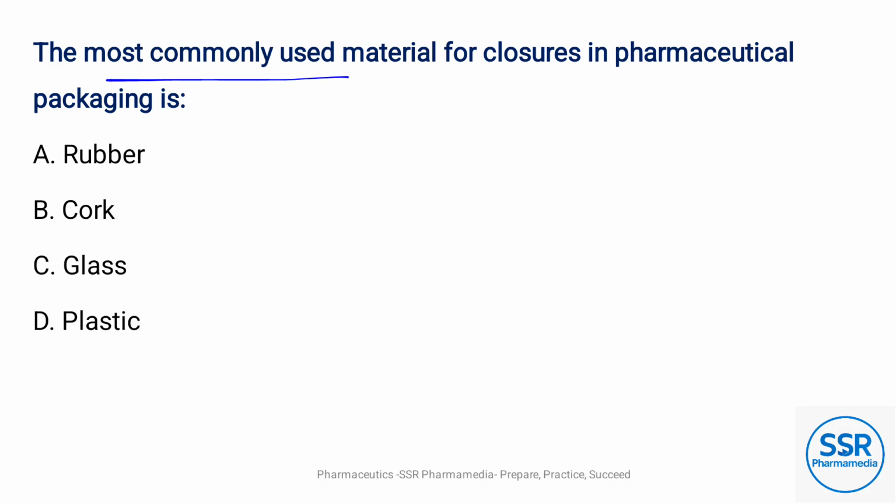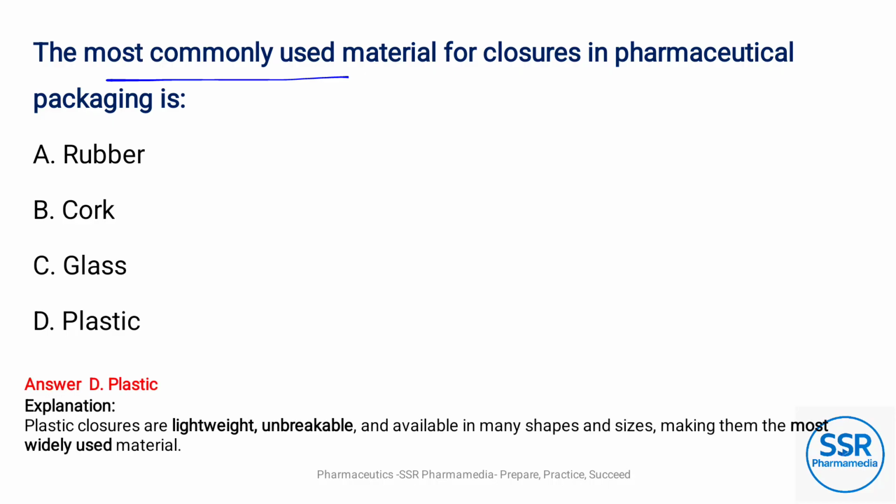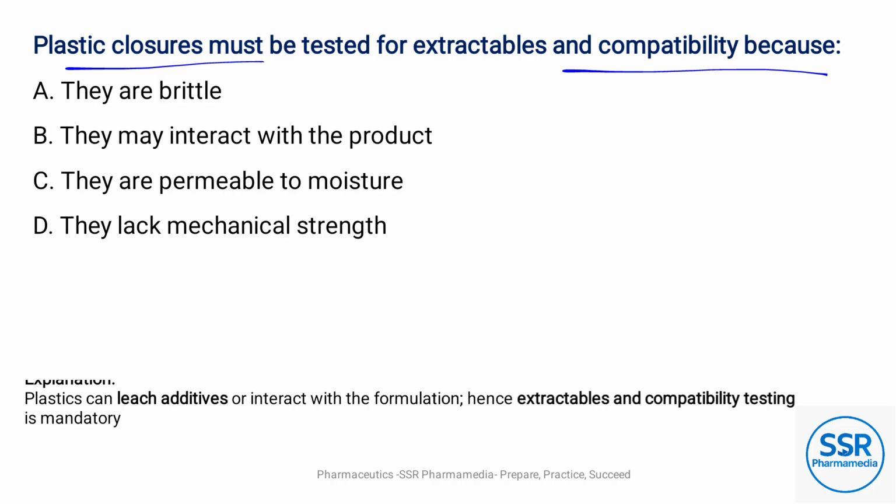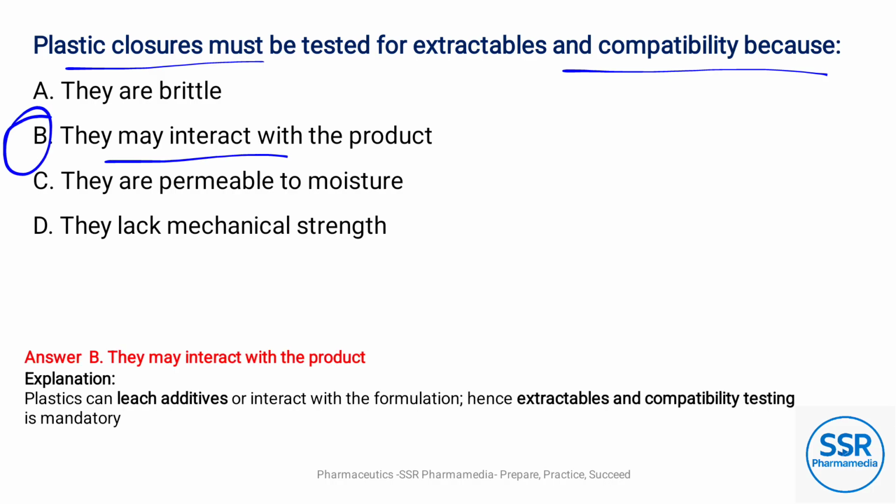The most commonly used material for closures in pharmaceutical packaging is option D, plastic. Plastic closures are lightweight, unbreakable and available in many shapes and sizes, making them the most widely used material. Plastic closures must be tested for extractables and compatibility because, option B, they may interact with the product. Plastic can leach additives or interact with the formulation. Hence extractable and compatibility testing is mandatory.